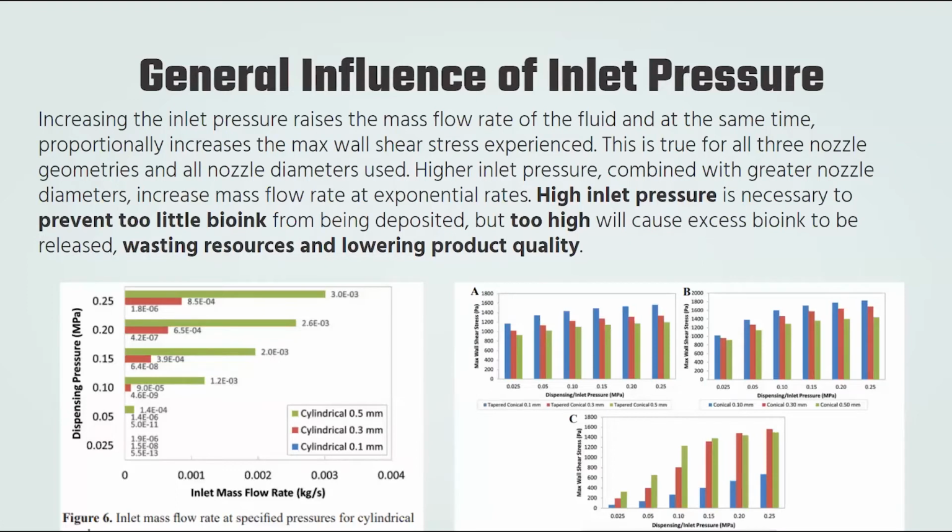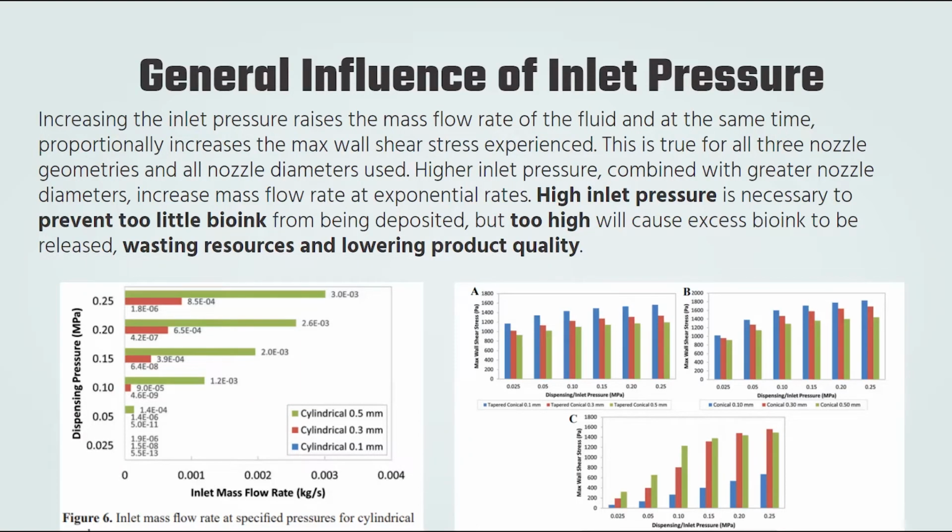Next, we discuss the general influence of inlet pressure. Increasing the inlet pressure raises the mass flow rate of the fluid and at the same time proportionally increases the maximum wall shear stress experienced. If you can see in figure 6, in the cylindrical nozzle, with higher dispensing or inlet pressure, the mass flow rate will increase. This is true for all three nozzle geometries and all nozzle diameters used.